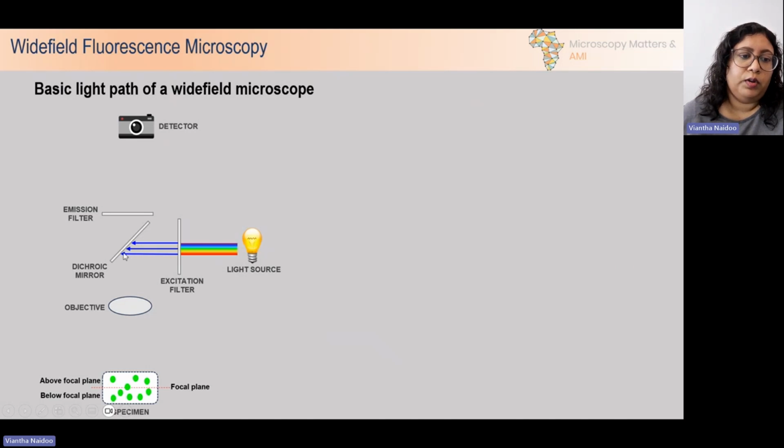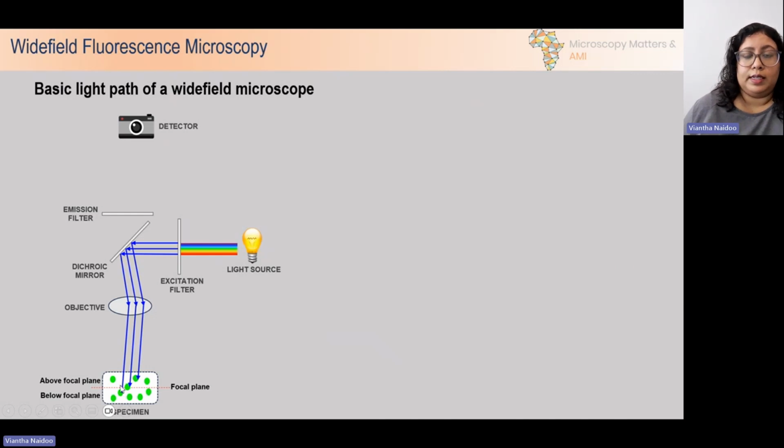So the dichroic mirror will reflect the light to the objective and to our sample, which in this example includes fluorophores, so fluorescent molecules that have the potential to be excited by blue light. And when they are excited by blue light, they will emit green light. And then the green light goes through the objective, through the dichroic. Now the dichroic is designed to let through green light to the emission filter, which will block out any additional unwanted wavelengths of light, to the detector, which is a camera in a wide-field microscope.